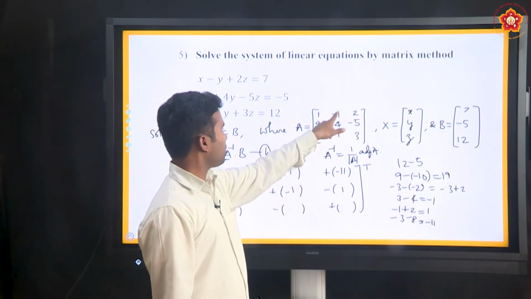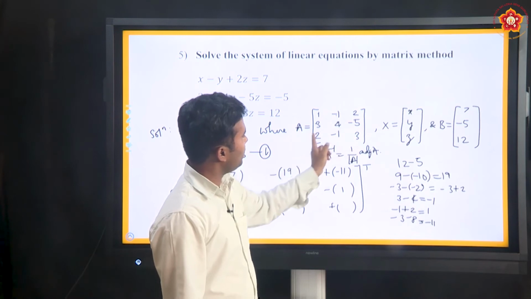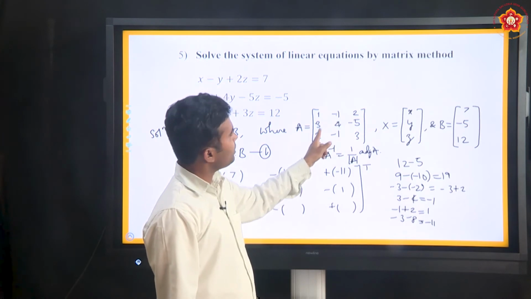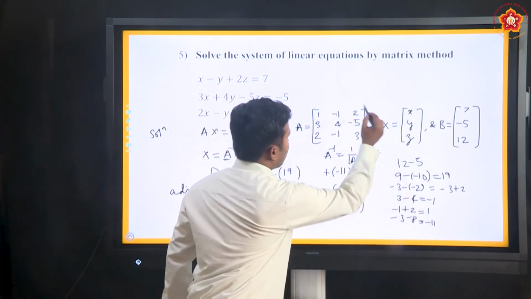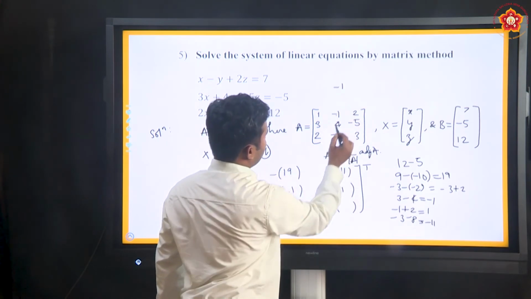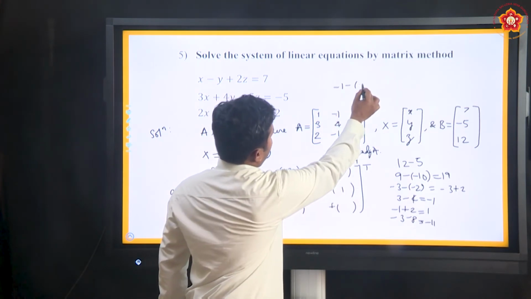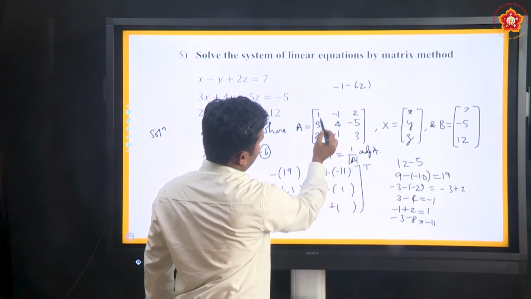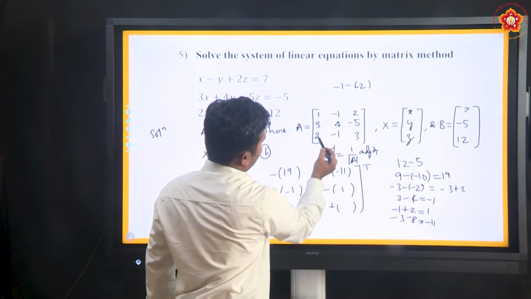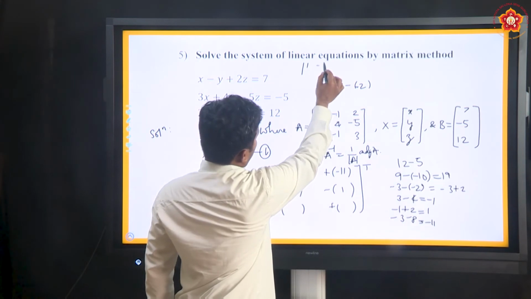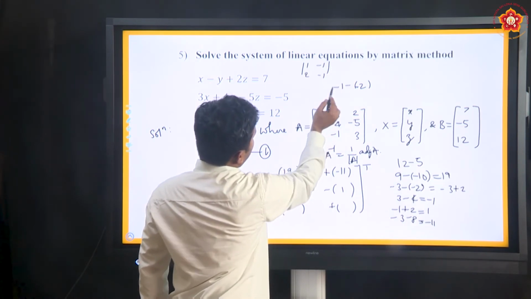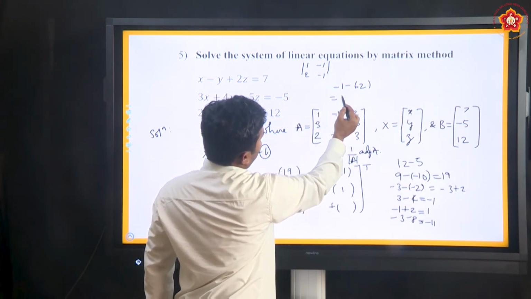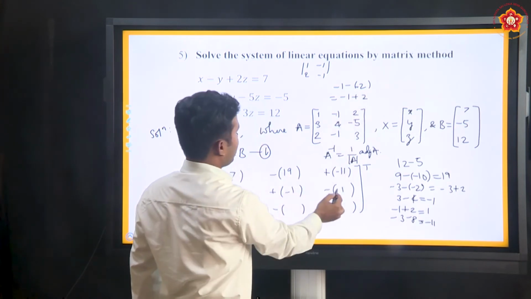Next, how can you do this one? Second row, second column: 1 into 3 is 3, 3 minus 4, minus 1. And this one, minus 1, minus of minus 2. Understand? Delete the second row, third column. What are the elements we left? 1 minus 1, 2 minus 1. If you take the determinant of this, 1 into minus 1 is minus 1, minus of minus 1 into 2 is minus 2. What is the answer? You are going to have minus 1 plus 2. The answer is plus 1.